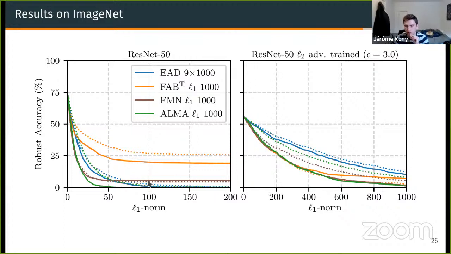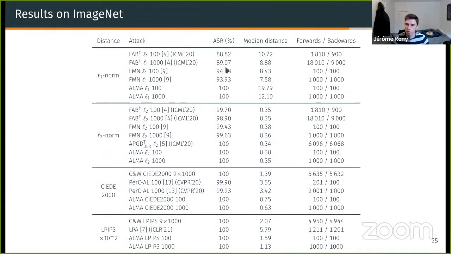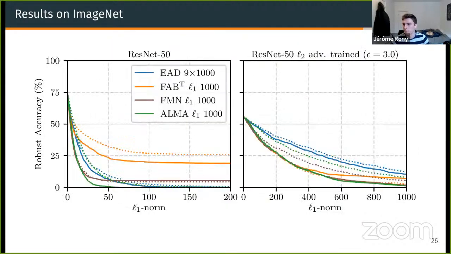Here you can see that, for example, the FMN, there are some examples for which it fails, and that's what we showed. That's what we saw in the table. But on this model, they are basically exactly the same. The difference is very minor. So yeah, that's about it for the comparison of the attack.